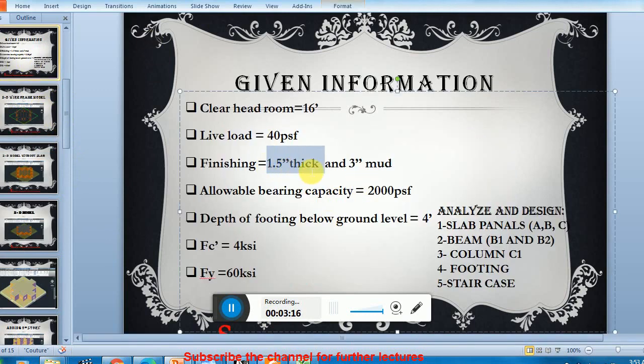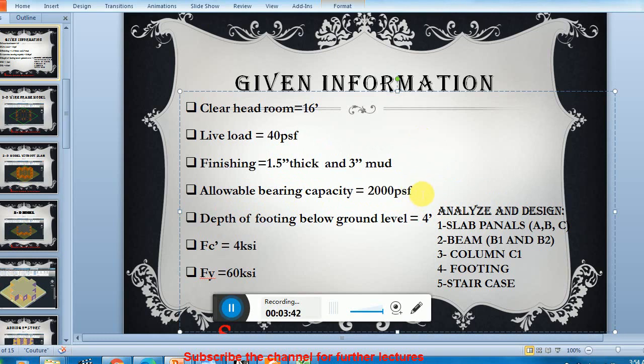So you must make sure of that. And for the 1.5 inch thick finish, there may be marble, chips, mosaic, any kind of flooring. Remember, on the roof we are basically providing marble or chips. Different options are available. And the allowable bearing capacity is 2000 psf. You have to determine this by SPT or any other tests.